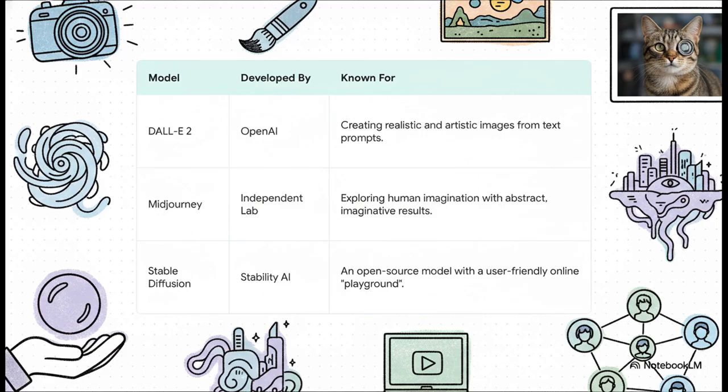Then there's Midjourney. It's known for being a bit more abstract, a little more imaginative. It's great for exploring really wild and creative ideas. And finally, we have Stable Diffusion. This one's a big deal because it's open source, and it has this super easy-to-use online playground that pretty much lets anyone jump in and start creating.